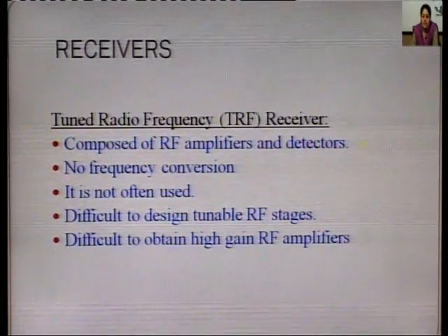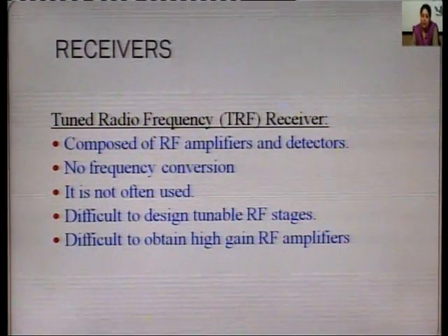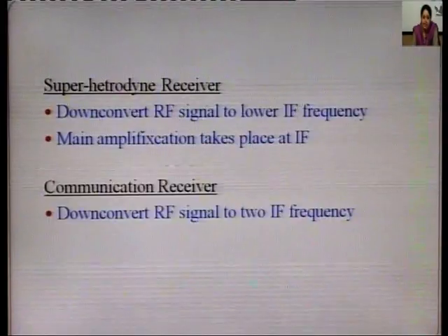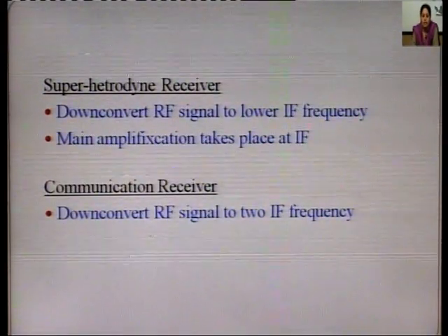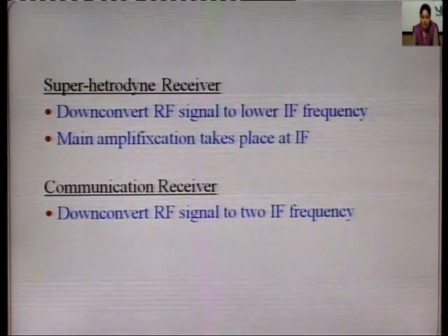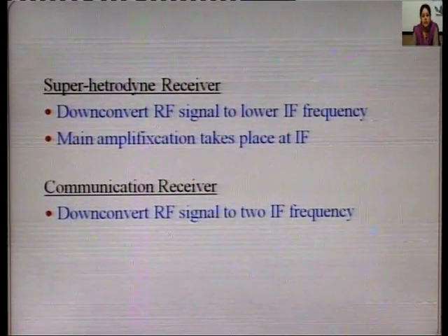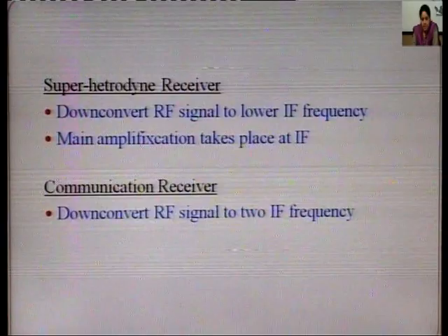Tuned radio frequency, TRF in short, is composed of RF amplifiers and detectors, and there is no frequency conversion in the case of TRF. It is not often used due to the drawbacks involved, and it is difficult to design its RF stages and obtain a high gain. In the superheterodyne receiver, a modification from TRF is made so that the drawbacks can be overcome. We down convert the RF signal to a lower IF frequency, and amplification takes place at the intermediate frequency stage.